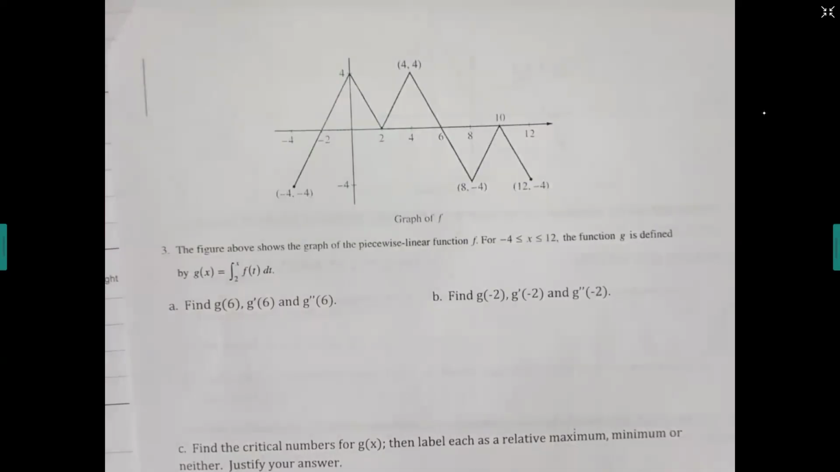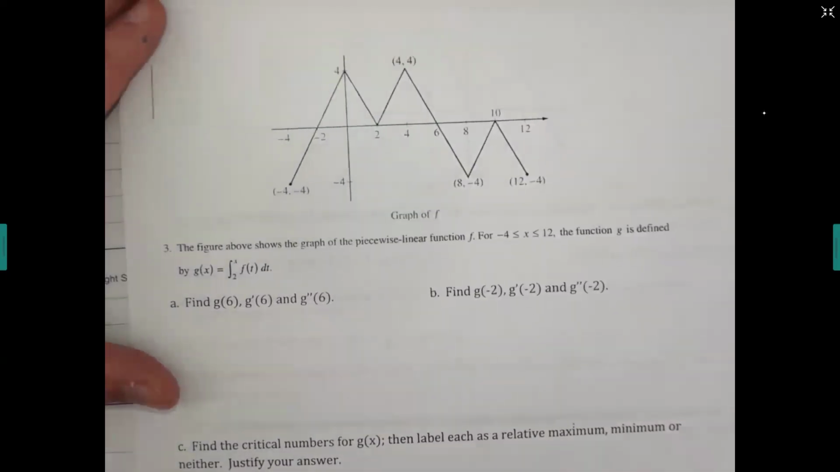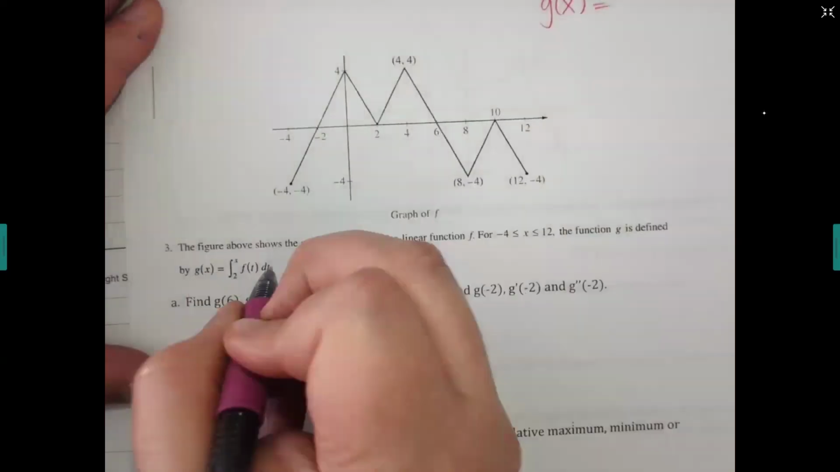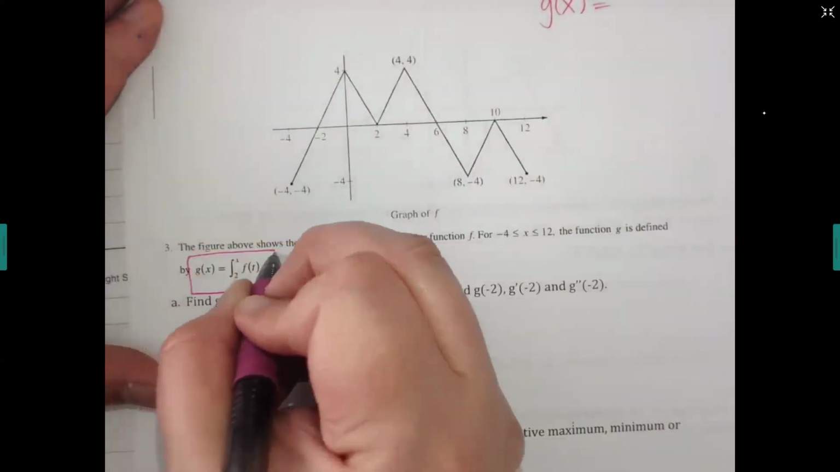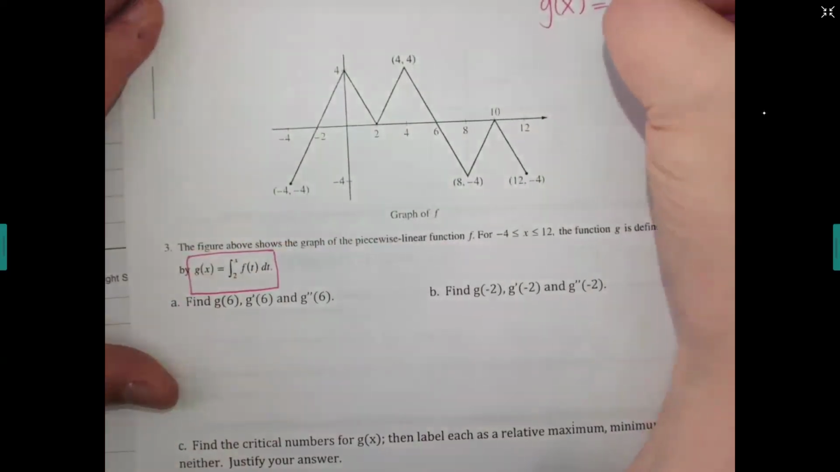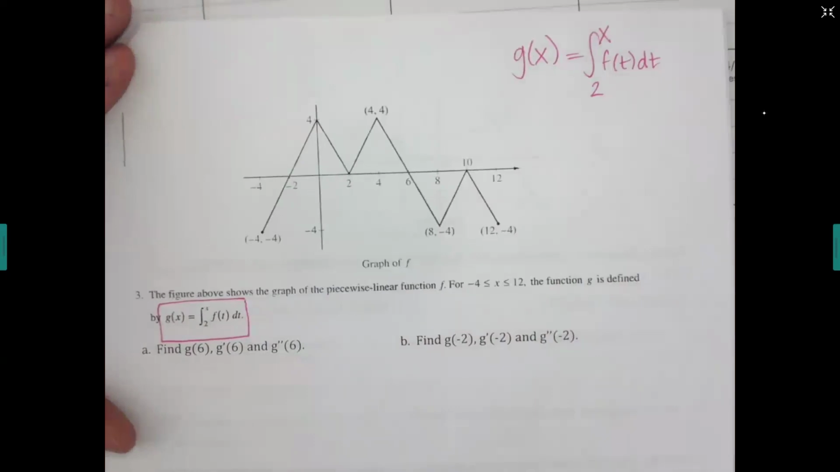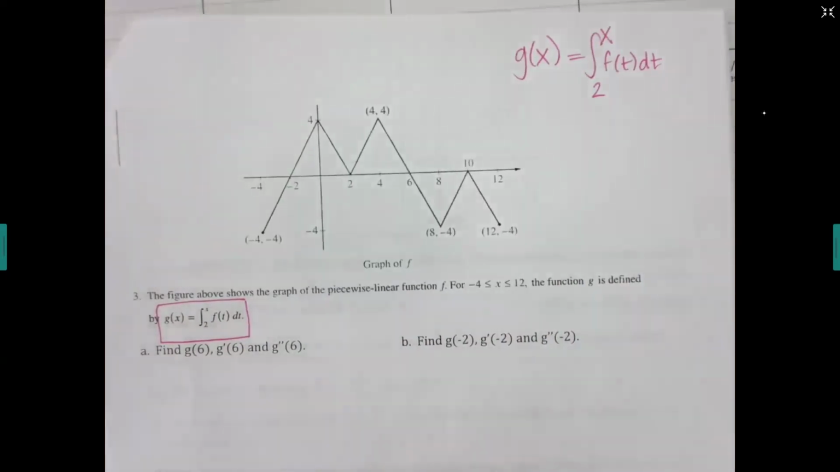So read right here. What does it say? G of X equals what? Okay, the integral from 2 to X of F of T dt. Okay, write that down. Okay, they gave me that.